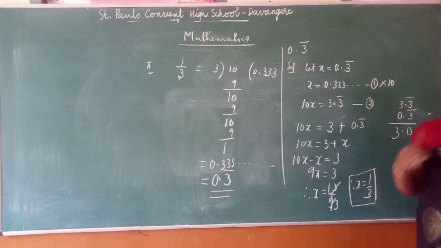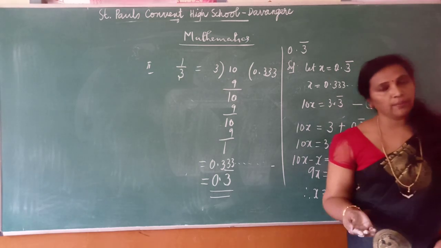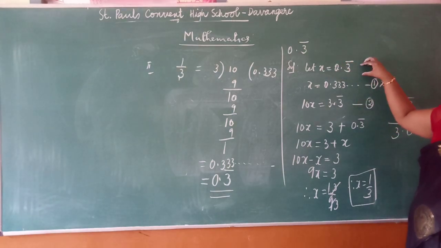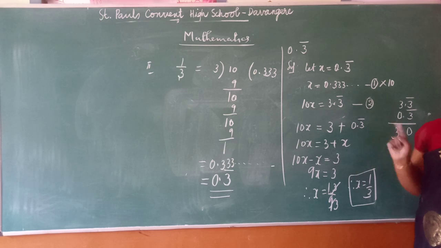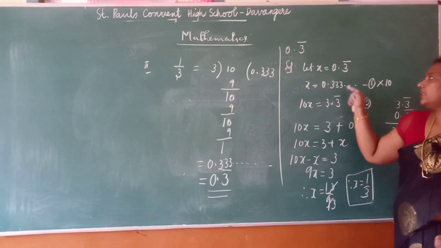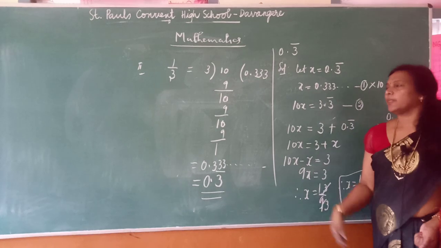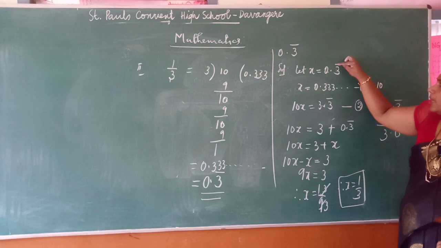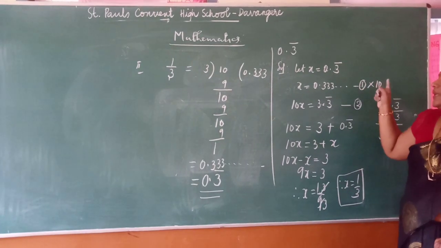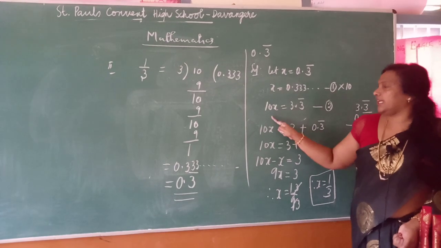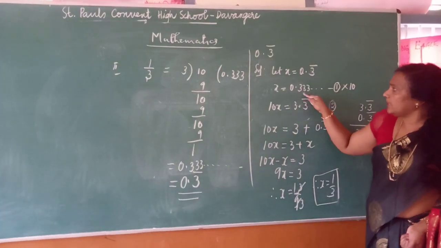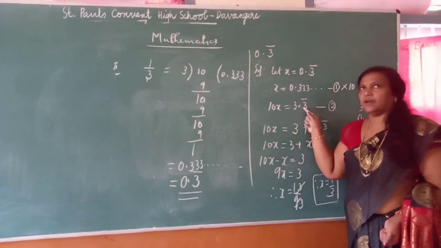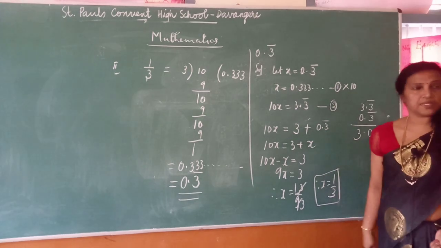Only thing, you have to remember the steps. What are the steps you have to remember? First step, you have to write the given as let x is equal to 0.3 bar. Then second step, what is under the bar, that number you have to expand for a few digits. Then you have to multiply. By what number you have to multiply? Since the bar is on only one digit, you have to multiply by 10. 10 into x, 10x. If you multiply with 10, you just move the point by one place, that's all. 3.3 bar. Then you call it equation 2. These 2 steps are over now.